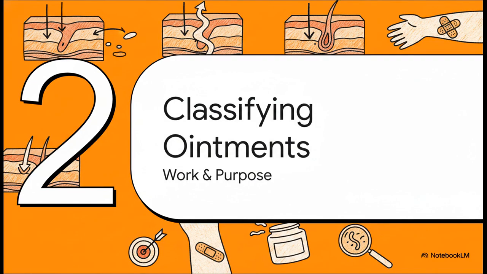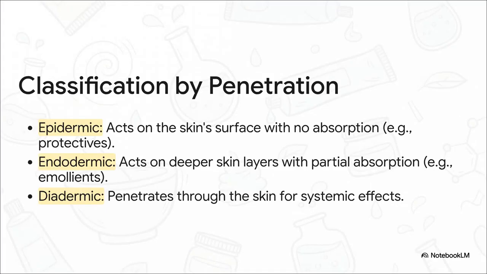Speaking of properties, that brings us right to our next section, how we classify ointments. Now, for your exams, you need to know two main ways we do this. First, by how deep they go into the skin, and second, by what their actual therapeutic job is. Okay, I love this slide because it breaks it down so clearly. Think about an ointment's mission. Is it epidermic, just working on the surface like a protective barrier? Or is it endodermic, meant to get into the deeper skin layers for a local effect? Or is it diadermic, designed to go all the way through the skin and into the bloodstream for a systemic effect?